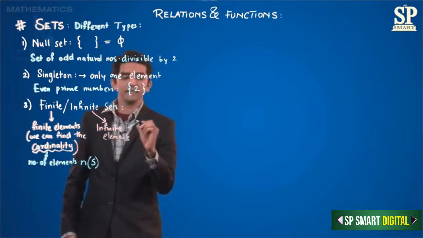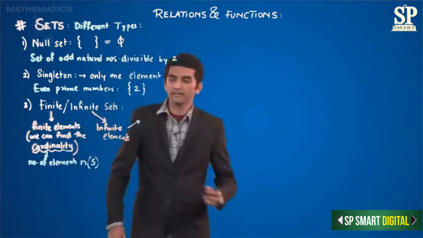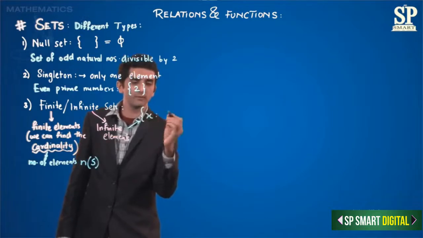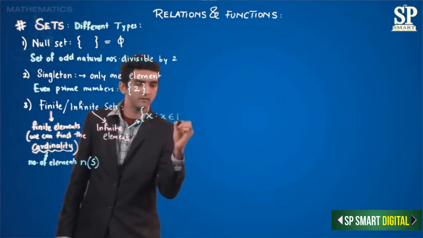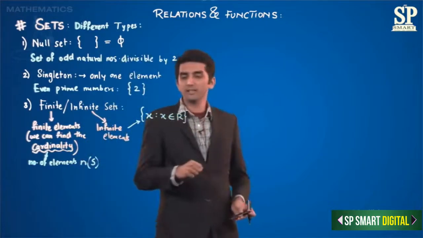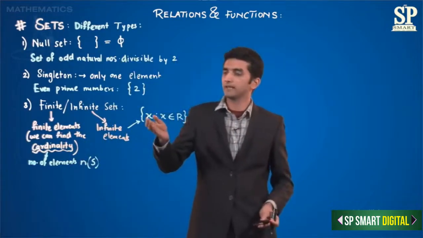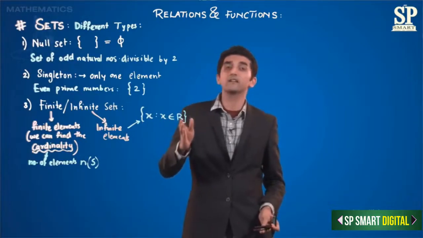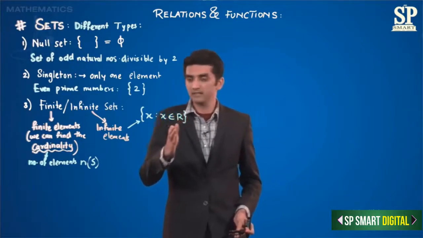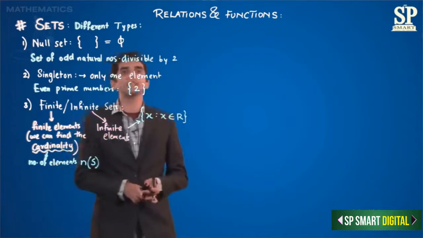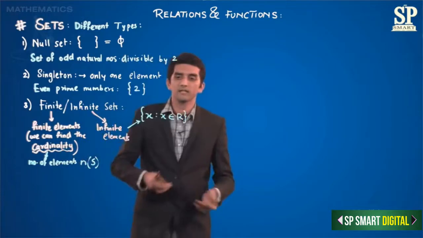Now, an infinite set, the most simple example can be this. As you can see, this is in the set builder form, and it says that every element x, where x is a real number. If x is a real number, then it is an infinite set, because as we know, there are infinite real numbers on the number line.